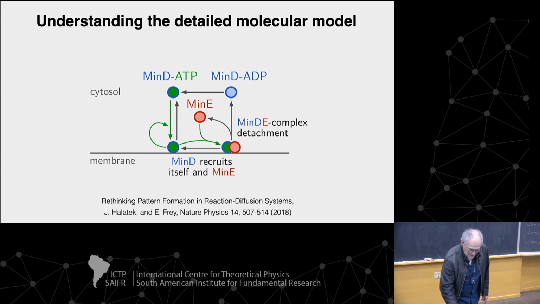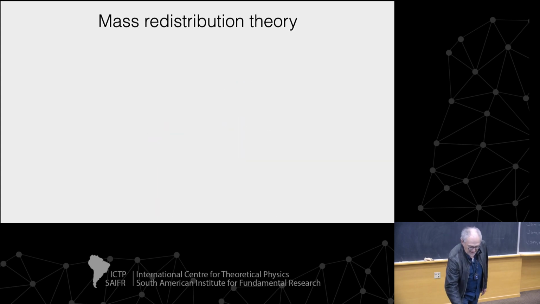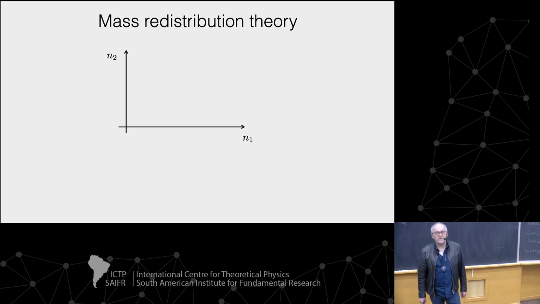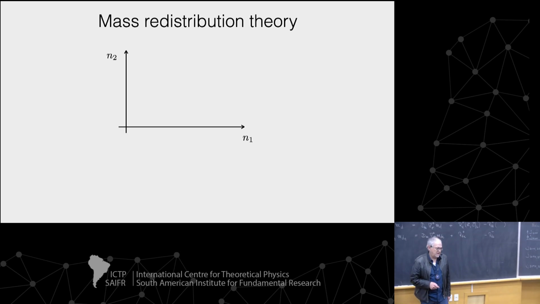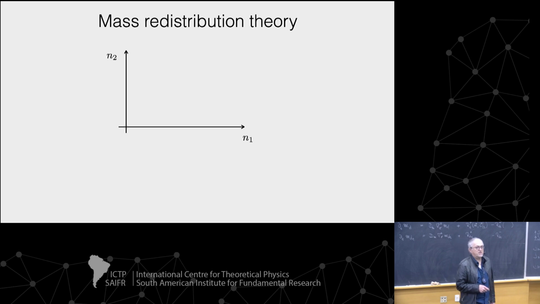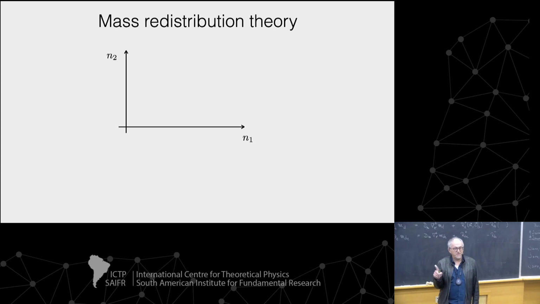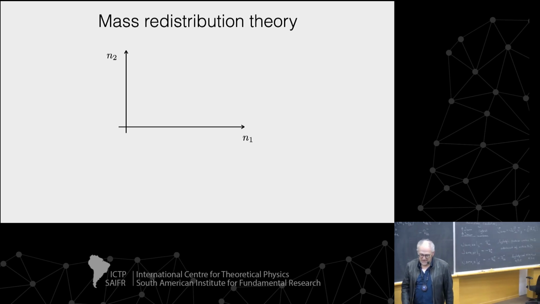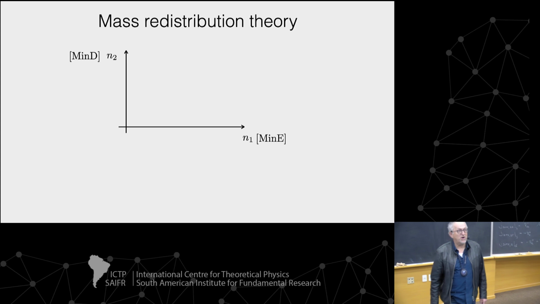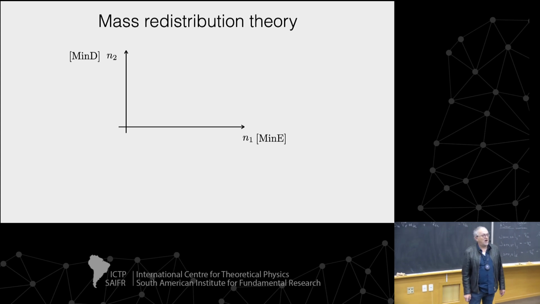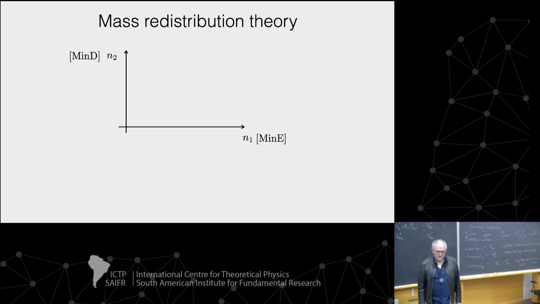It's also, of course, always a question, what do you mean by understanding? This is my version of understanding, in terms of the concept that we learned yesterday about redistribution of protein mass. There we had a single protein, and we had one axis. Now we have 2 proteins, so we have 2 axes. These axes, N1 and N2, correspond to the total concentration of the MinE and MinD proteins.